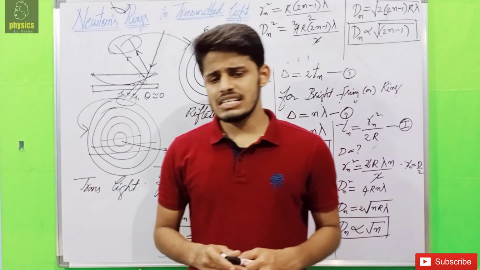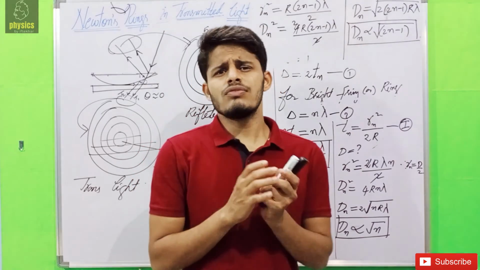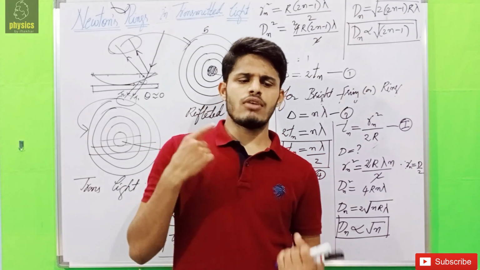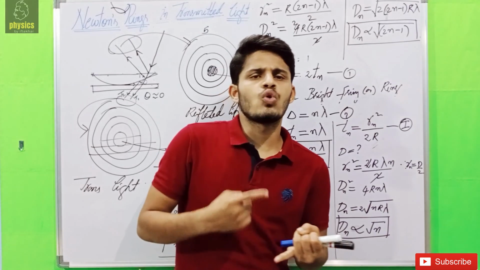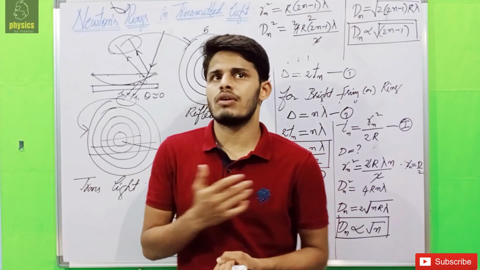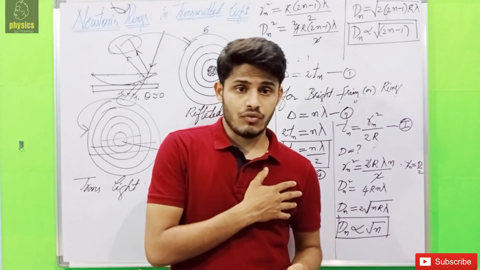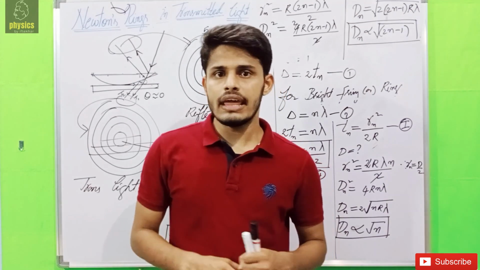So in the next class, we will be talking about some beautiful applications of Newton's ring experiment. We can find out the wavelength of a monochromatic light source with the help of this expression, with the help of this experiment. And we can find out what the refractive index of the medium is.